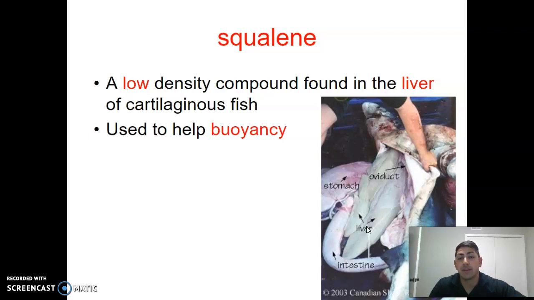Another thing about this liver is that squalene is found in a lot of facial creams and makeup. If you ladies can check your makeup and see if you ever see squalene in the contents, it's thought to have regenerative features for skin.